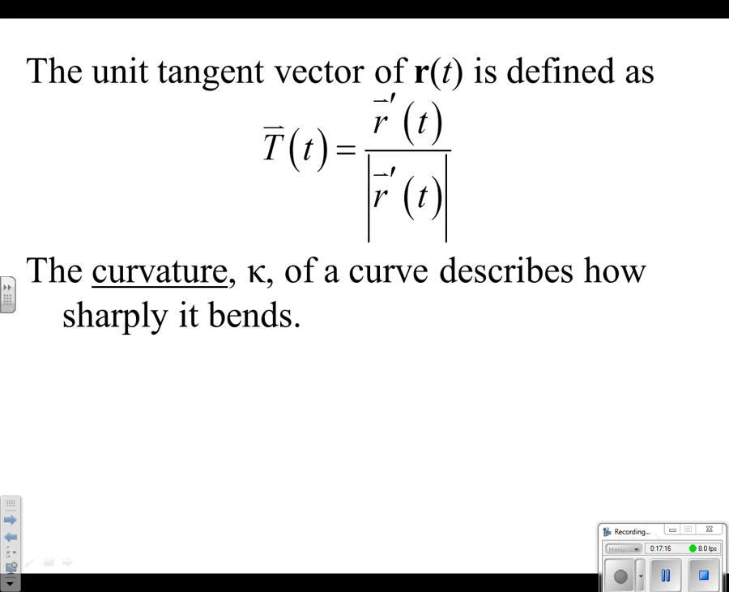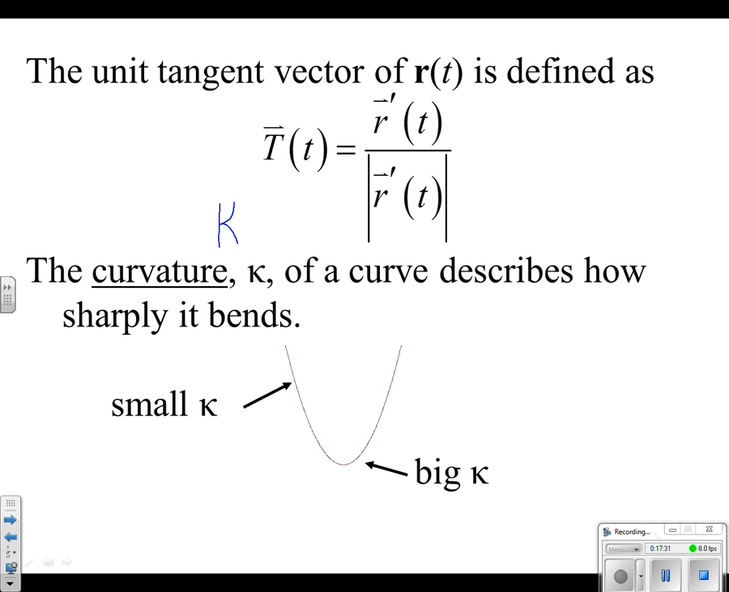I'm sorry, that's not k. That's the Greek letter kappa, which I would tend to draw with the line and then a little curved sides for k, something like that. So it's the Greek letter kappa, my bad. So curvature describes how sharply something bends.